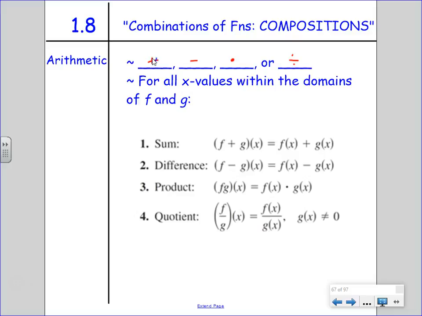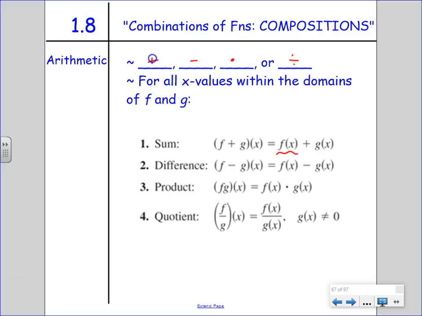Go team. Now what's missing? Putting one function inside of another. So that's coming. What else is missing? I don't know, square roots, sines and cosines, logarithms, exponentials. There are lots of things we can do, but we're starting off at the beginning. Plus, minus, times, divide.